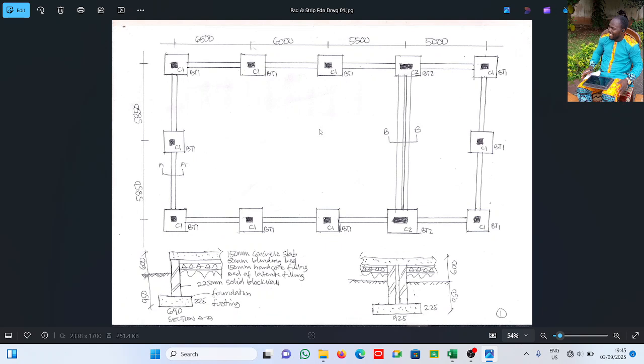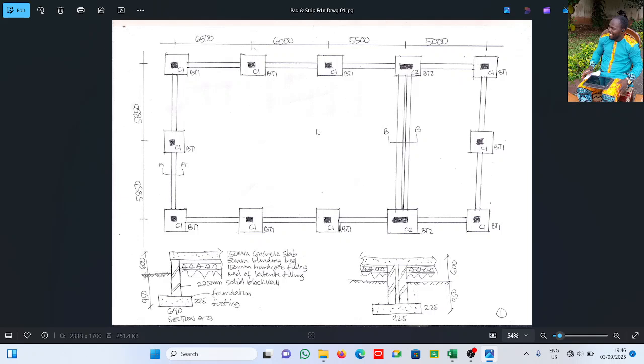Now in this tutorial I'll be putting us through how to measure pad foundations. We've talked about how to measure raft foundation. We have talked about how to measure pile foundation. Now in this tutorial we'll be talking about how to measure pad foundation. Say pad and strip, because they go pari passu. Okay, pad and strip foundation.